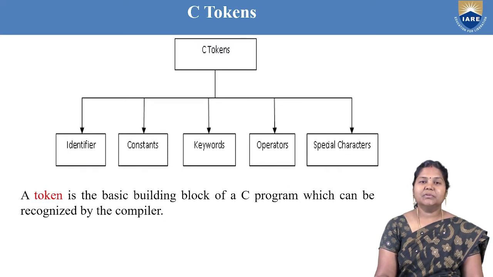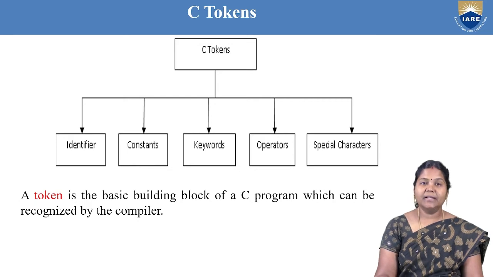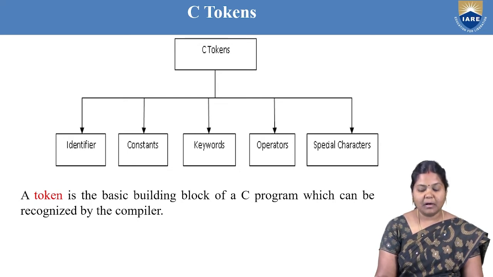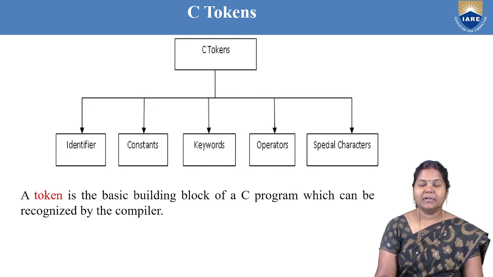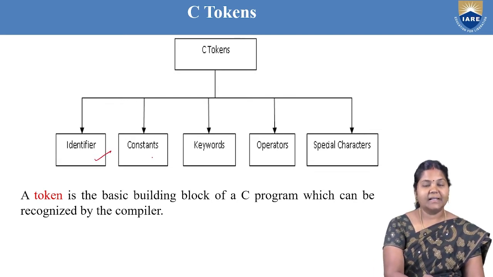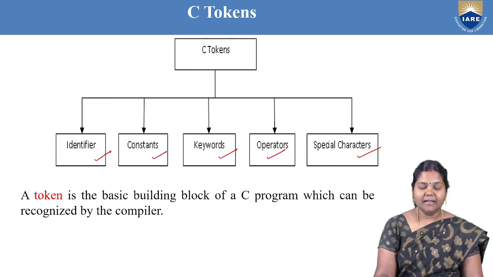Now, the second most important definition is what do you mean by a C token? A token is nothing but a small building block of any program, which is recognized by the compiler. So, what are the C tokens? If you want to write a C program, then you must understand what the various tokens are. Coming to the first token, it is called identifiers. Next is constants, then keywords, then operators, special characters, and so on. These are known as the C tokens.